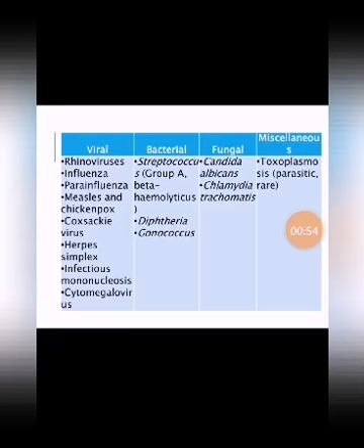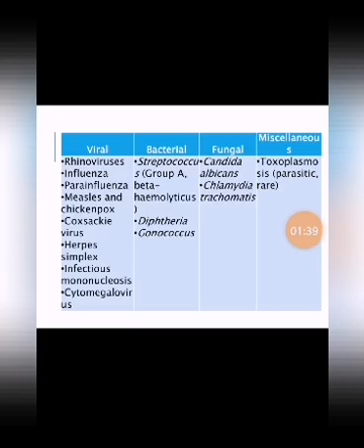The viral causes in the table are rhinoviruses, influenza viruses, parainfluenza viruses, measles and coxsackie virus, herpes virus, and CMV. In the bacterial table there is group A beta-hemolytic streptococcus, meaning Streptococcus pyogenes, and also diphtheria and gonococcus. These bacteria may cause pharyngitis, but it is mostly caused by streptococcus.